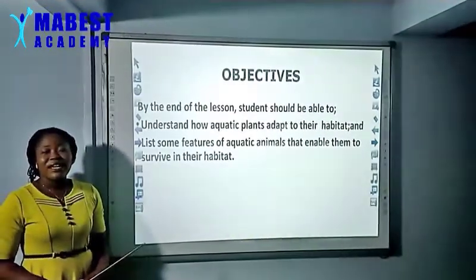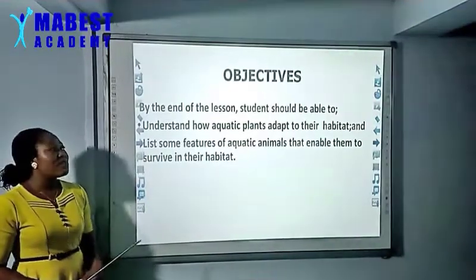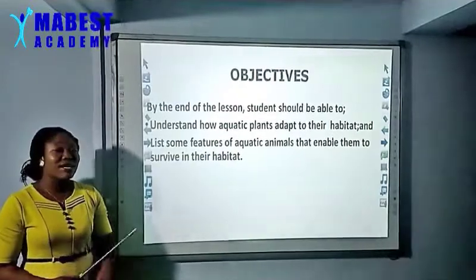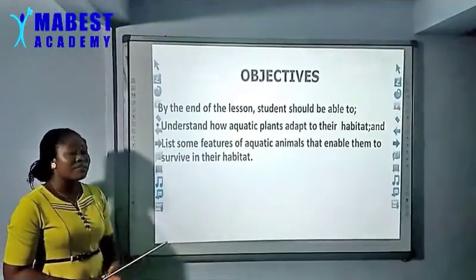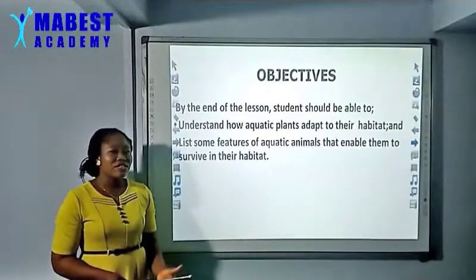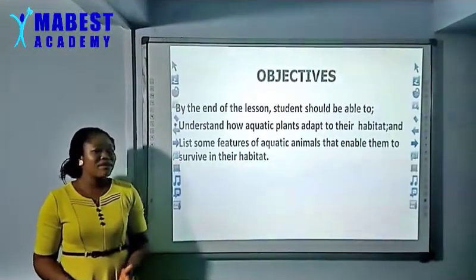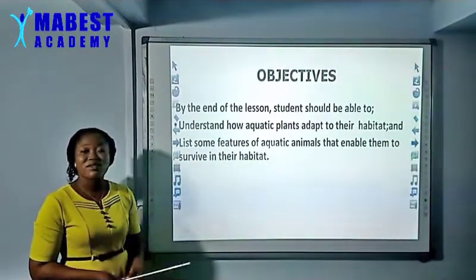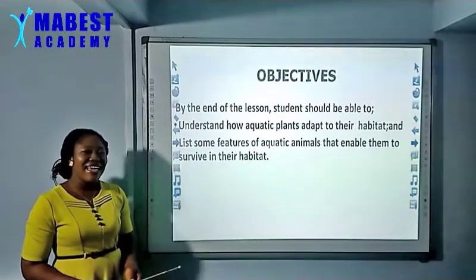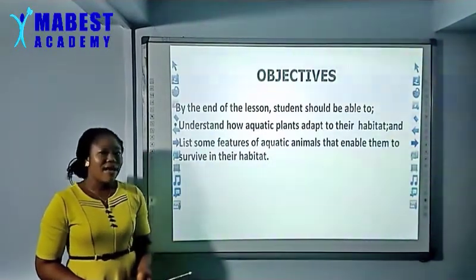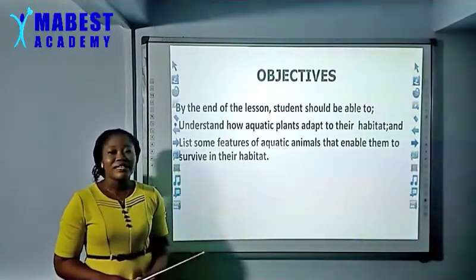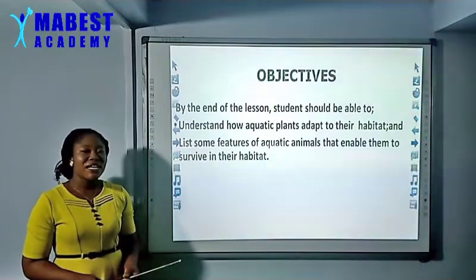Now, if you can remember, in our last classes we have been talking about adaptation. We've talked about adaptation to daily changes, adaptation of plants and animals to seasonal changes, and adaptation of plants and animals to certain habitats, and we talked about deserts and mountains in the habitats we explained.